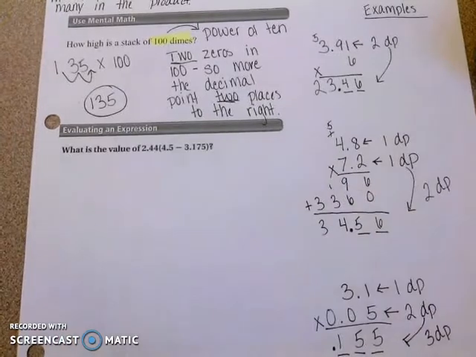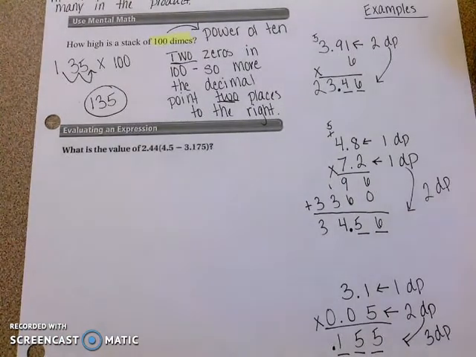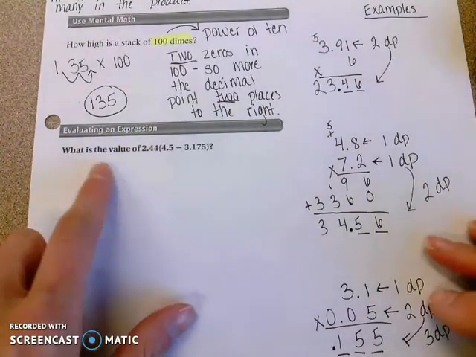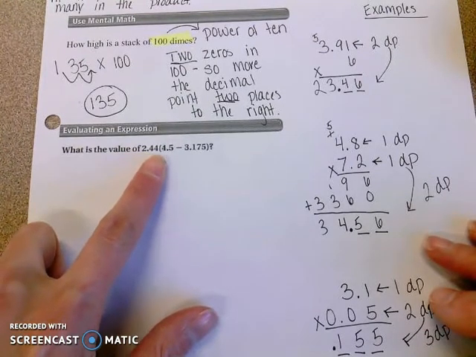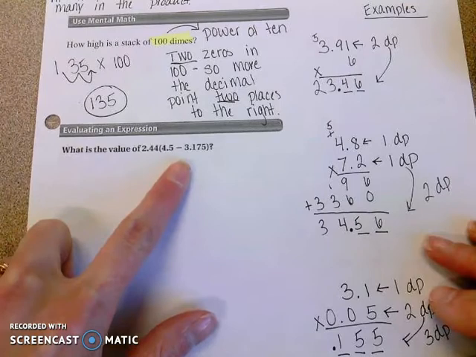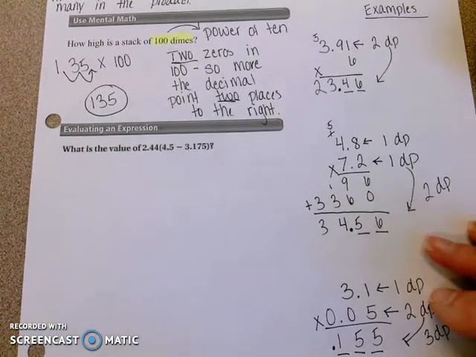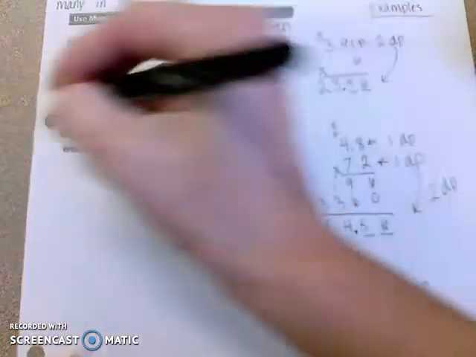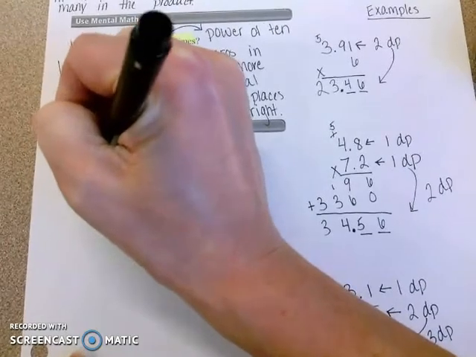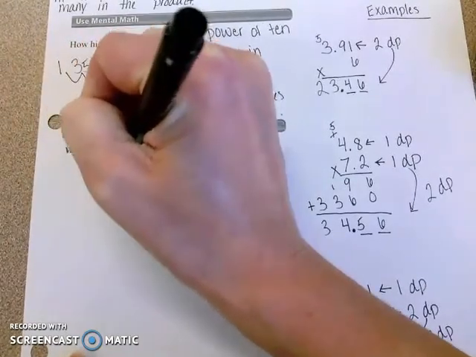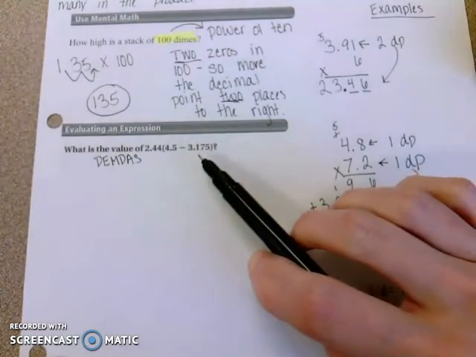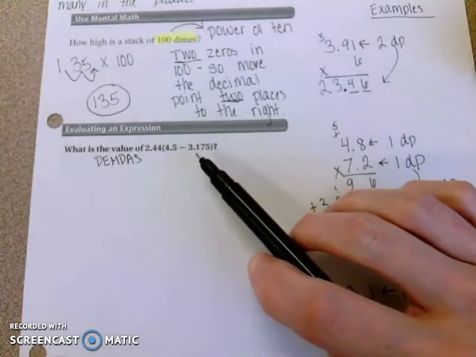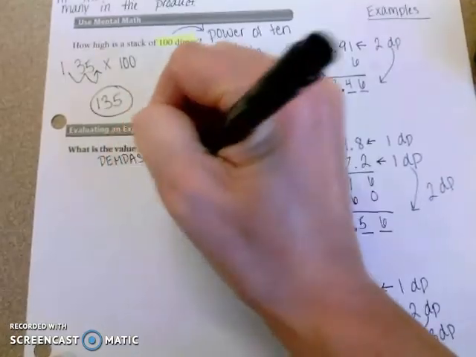All right, now we're going to apply what we know about order of operations. So we're trying to find the value of 2 and 44 hundredths times the quantity 4 and 5 tenths minus 3 and 175 thousandths. So we're actually going to apply what we know about PEMDAS. So the first thing we need to do is what we see in parentheses here. So I need to go ahead and I'm going to rewrite my problem here.